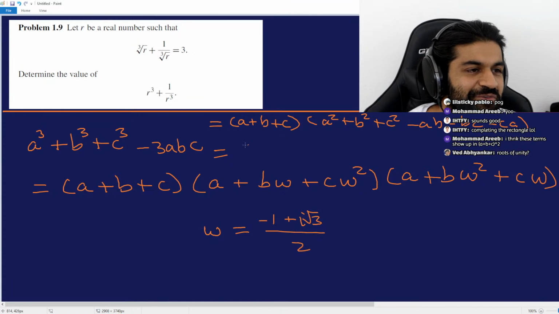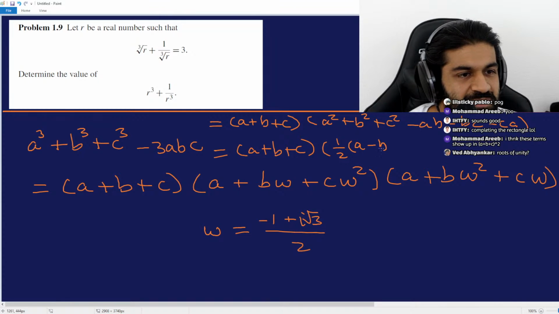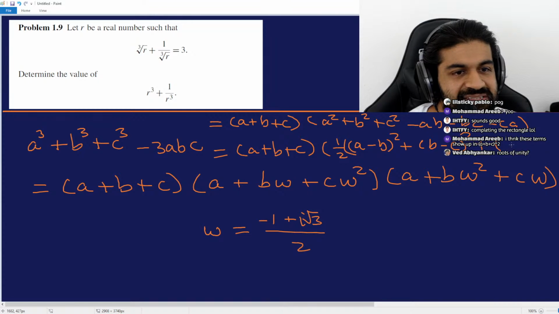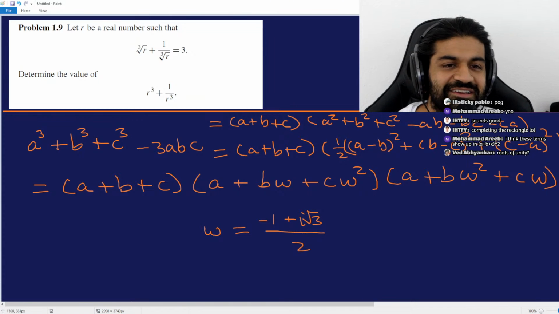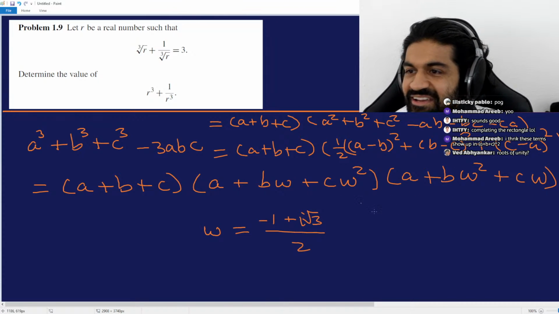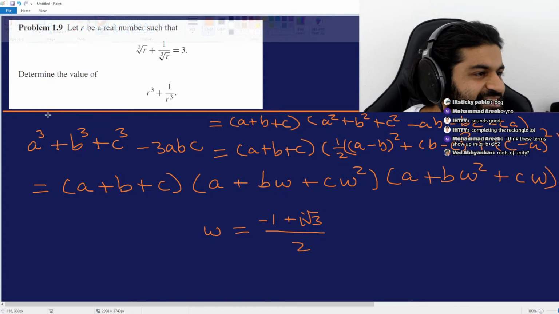And then the second way we factored this is a plus b plus c times 1/2 times (a minus b) squared plus (b minus c) squared plus (c minus a) squared. A lot of interesting factorizations live inside this particular expression. So let's actually use this to solve some problems.